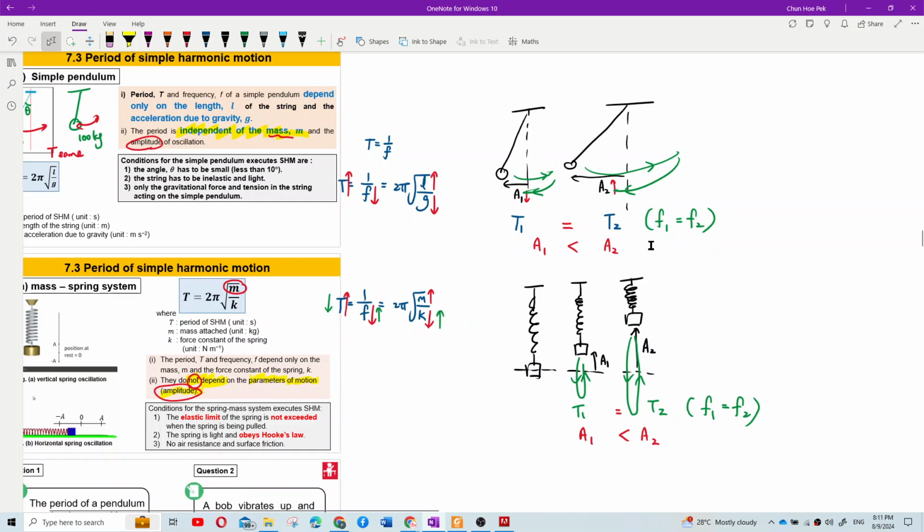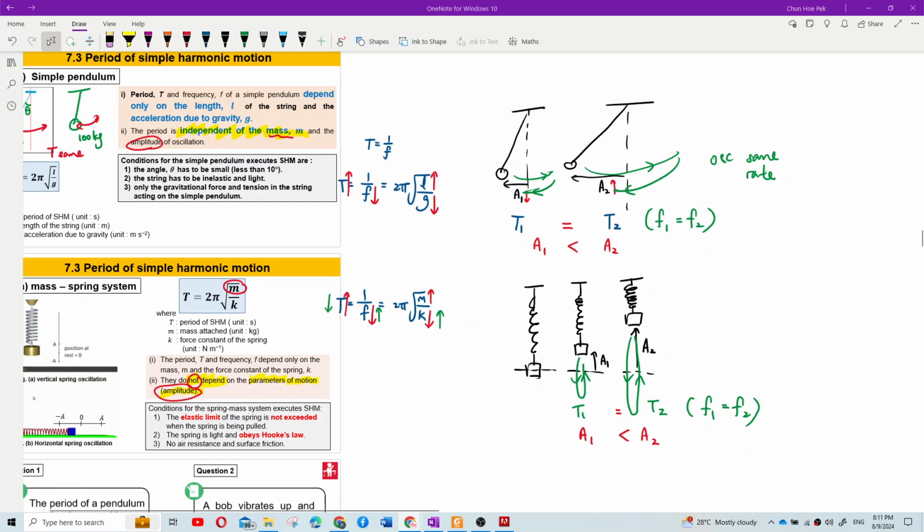So for independence of amplitude, you go to the playground, you like to play on the swing with big amplitude because it is more fun. But if you compare the period between the bigger amplitude and the smaller amplitude, they have the same period. They oscillate at the same rate, equally fast. They have the same period, same frequency.